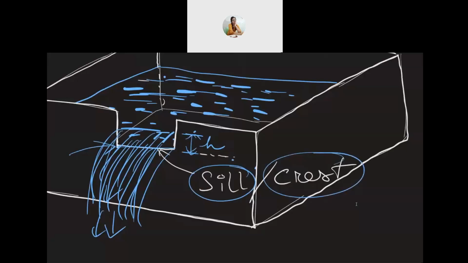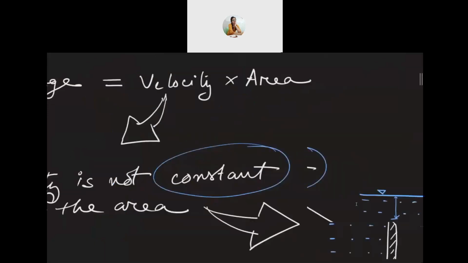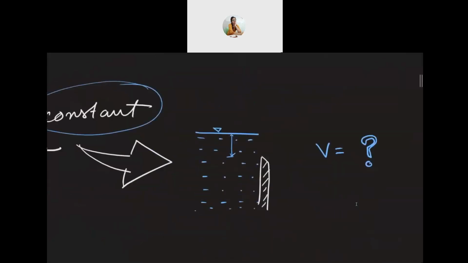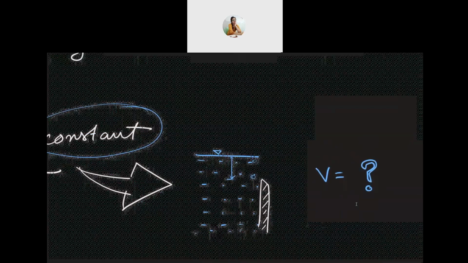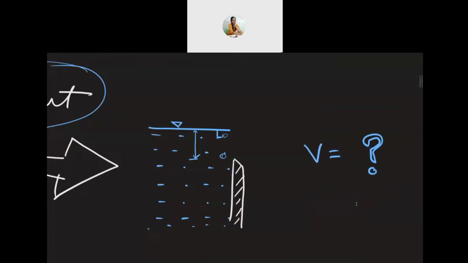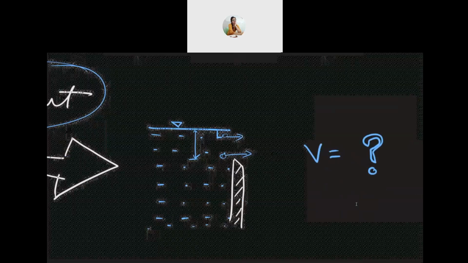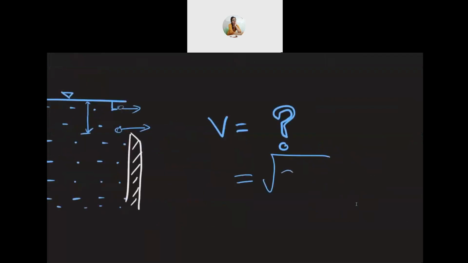Now, discharge over this kind of notch is given by velocity into area, but the velocity is not a constant value in this case, because when water flows over this notch, the velocity at this point and the velocity at this point will be different, because different amounts of head are acting on both points. At this point the velocity will be smaller, and at this point the velocity will be larger, velocity being given by the formula V equals root over 2gh, where h is the height or the head available to cause the velocity.